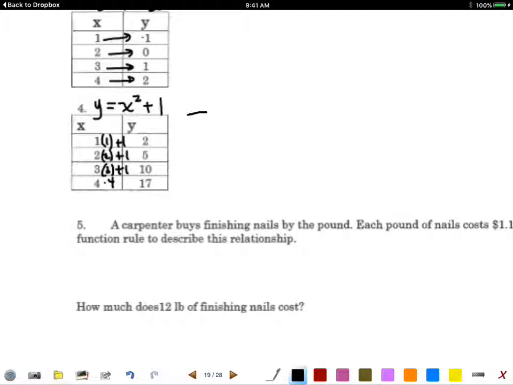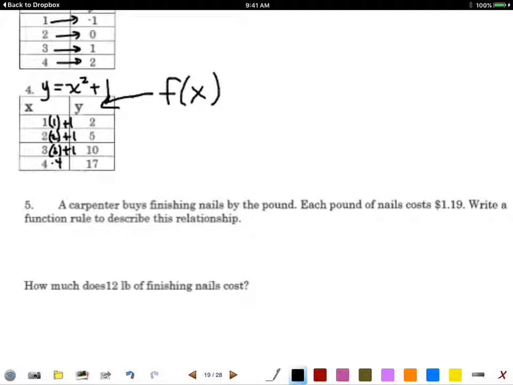And in your homework, I think some of your homework problems have an f of x right here. So if they do, instead of writing y equals, you can just put f of x equals. Okay? It's still serving the same purpose. Let's look at this next problem. It says a carpenter buys finishing nails by the pound. Each pound of nails costs $1.19. Write a function rule to describe this relationship.